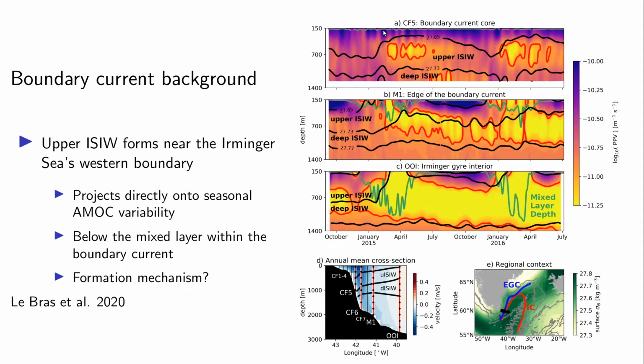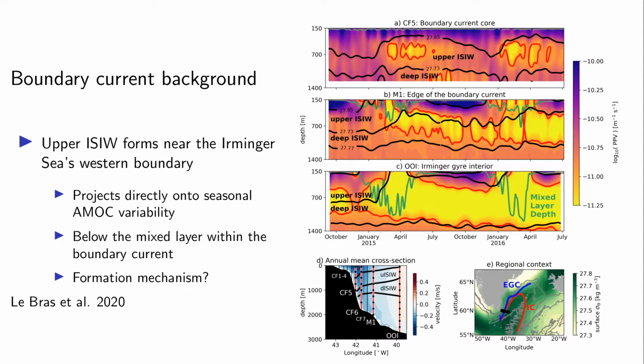So there's this low PV water that looks like something that's convectively formed or well mixed because of its low PV, and it's in the boundary current, below the mixed layer, and it projects directly onto seasonal AMOC variability because it's in the boundary current where it's being exported right away. It has a very clear link with that variability on these shorter timescales.